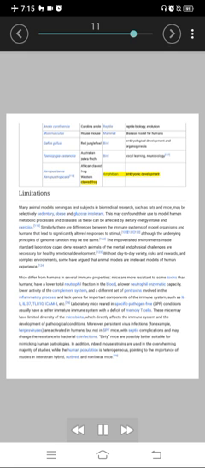Many animal models serving as test subjects in biomedical research, such as rats and mice, may be selectively sedentary, obese and glucose intolerant. This may confound their use to model human metabolic processes and diseases, as these can be affected by dietary energy intake and exercise. Similarly, there are differences between the immune systems of model organisms and humans that lead to significantly altered responses to stimuli, although the underlying principles of genome function may be the same.